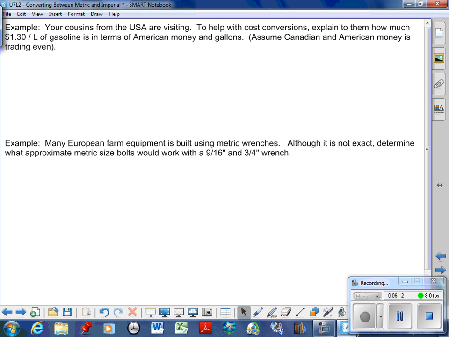Okay, 2 final examples here. Your cousins in the U.S. are visiting. To help with cost conversion, explain to them how much $1.30 per liter of gasoline is in terms of American money in gallons.